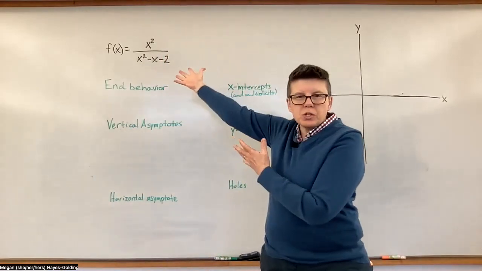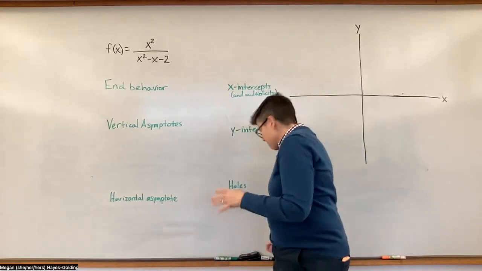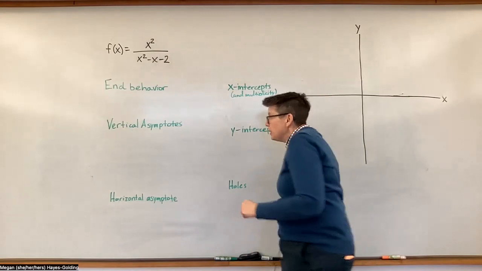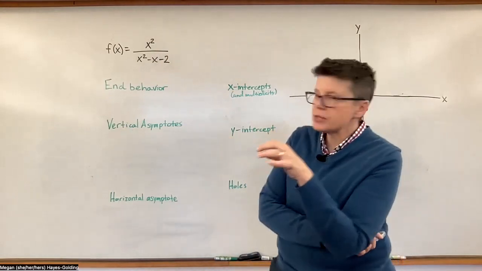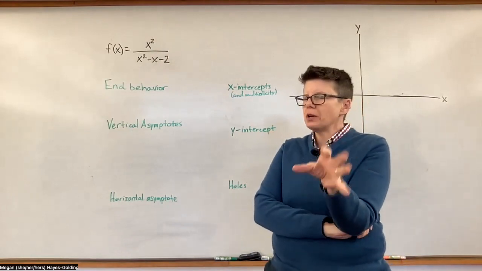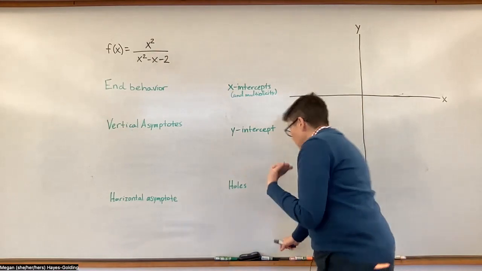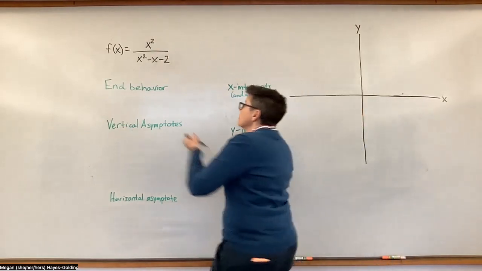Let's graph this function. Now this one's going to step up the difficulty a little bit, but you got this. X squared over x squared minus x minus 2. Hopefully by now, anytime you see a quadratic, you wonder if it can be factored. And if you've already wondered that, by now you've probably noticed that it can be. Yes.